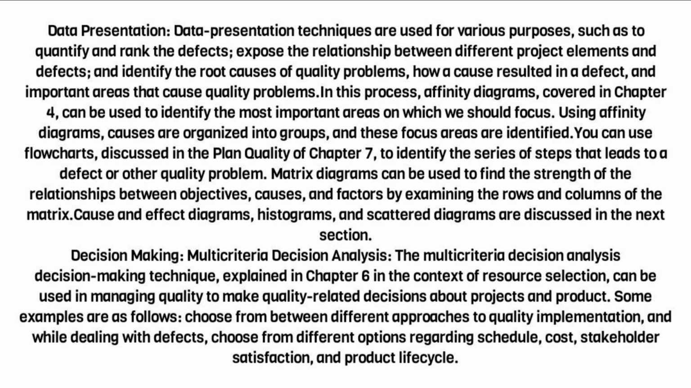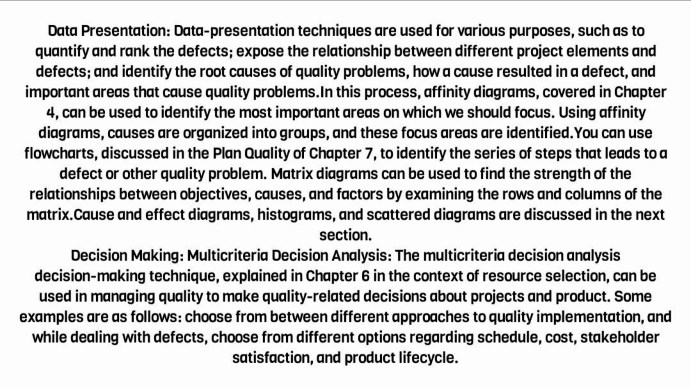In this process, affinity diagrams, covered in Chapter 4, can be used to identify the most important areas on which we should focus. Using affinity diagrams, causes are organized into groups, and these focus areas are identified. You can use flowcharts, discussed in the Plan Quality of Chapter 7, to identify the series of steps that leads to a defect or other quality problem. Matrix diagrams can be used to find the strength of the relationships between objectives, causes, and factors by examining the rows and columns of the matrix. Cause and effect diagrams, histograms, and scatter diagrams are discussed in the next section.